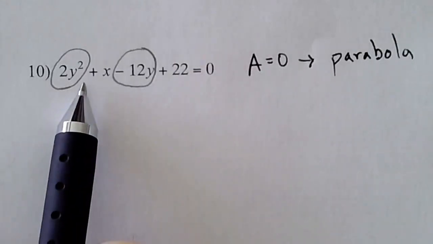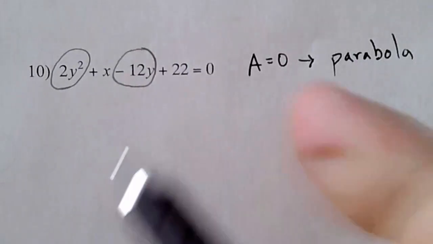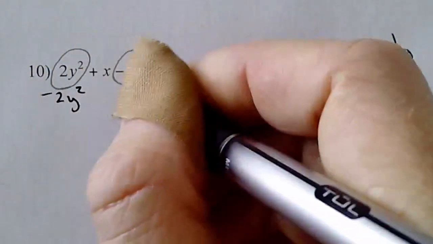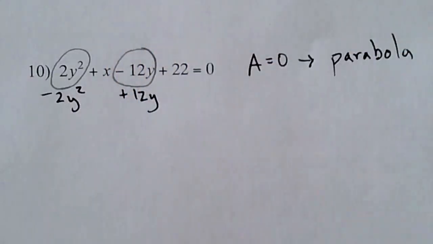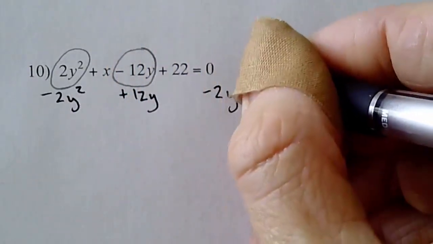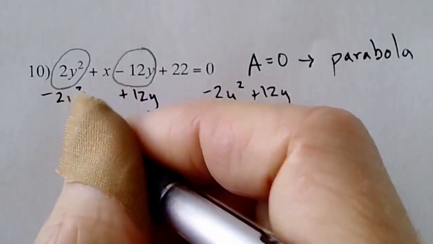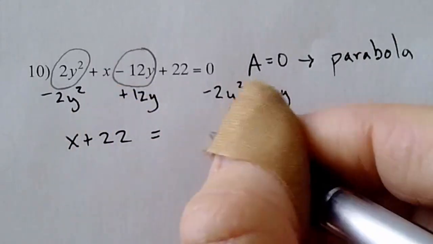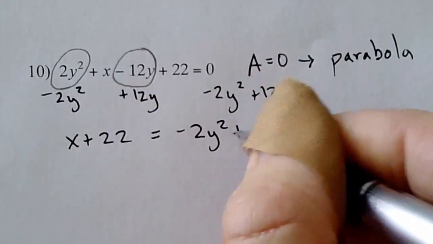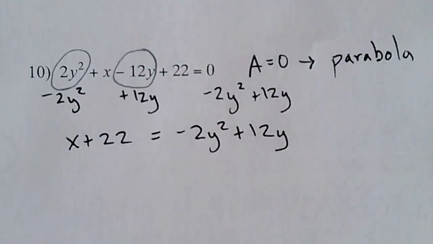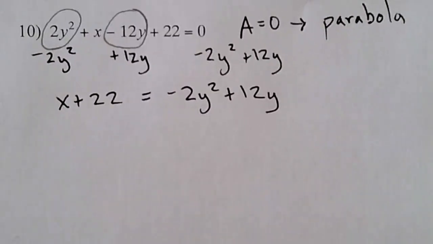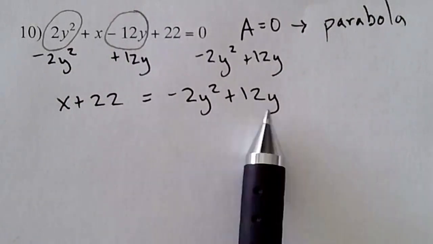So I'm going to take this and have it on the other side here. I'm going to subtract 2y squared and add 12y to both sides. So minus 2y squared plus 12y. And then I'm going to leave the x plus 22 on the left. So I've got this now. So far, you guys should know how to do that. That part is not super new. What we're going to do now is complete the square for y.